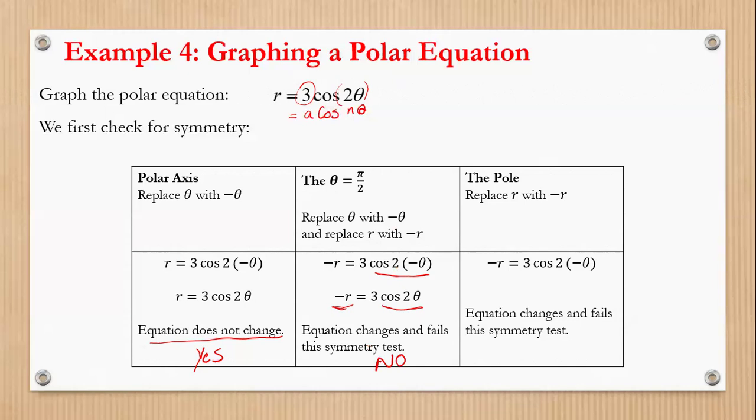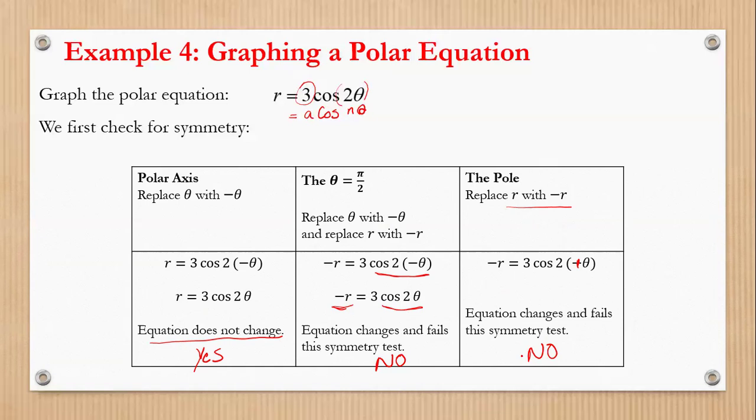For checking the symmetry about the origin, or the pole, we need to replace r by negative r. As you see, the equation changed because r is still negative, and we can't cancel that negative. So the answer for this one is also no. So this equation is only symmetric about the polar axis.